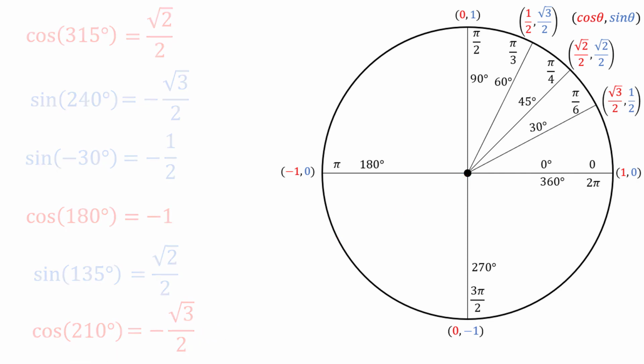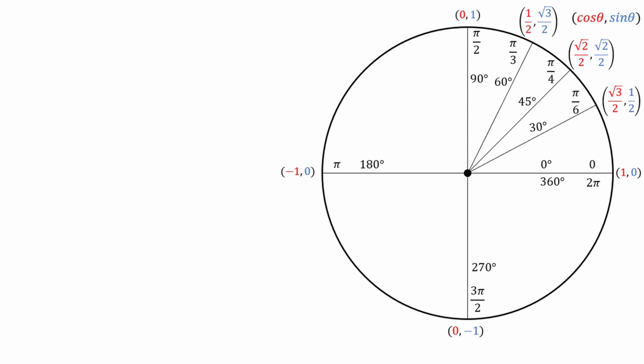Let's try a few problems in radians. Let's say we are asked to find sine of 7 pi over 4. Now the way I think about radians is I think of splitting the top half of the circle into however many pieces are designated by the denominator. We are splitting the top half of the circle into 4 quarters.